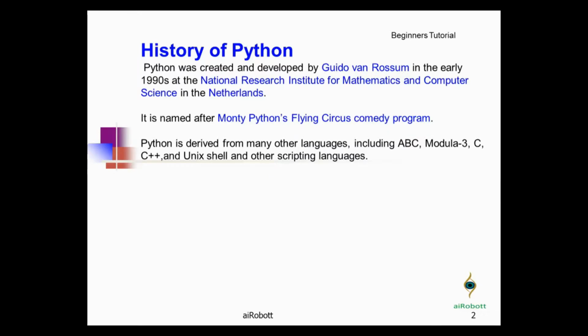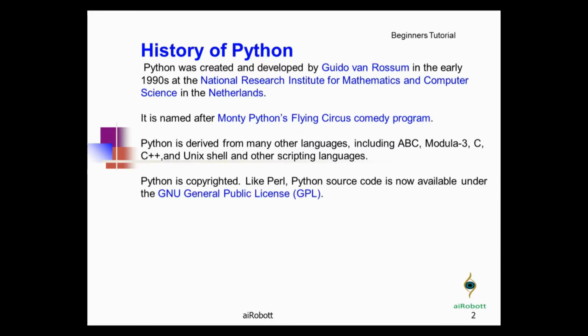Python is derived from many other languages, including ABC, Modula-3, C language, C++, Unix shell, and other scripting languages. It is a copyrighted language like Perl. Python source code is now available under the GNU General Public License.